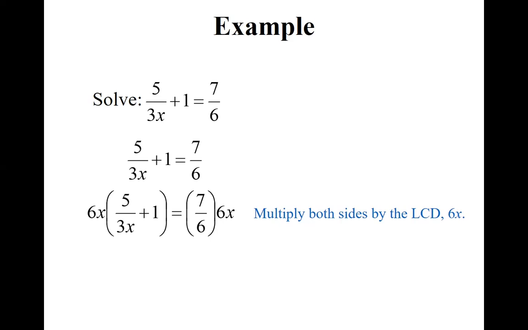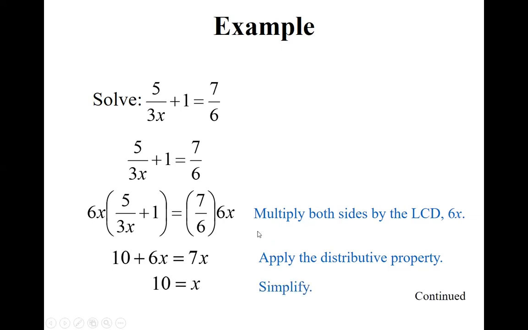We're distributing that 6x on the left. 6x times 5 is 30x. 30x divided by 3x is 10. 6x times 1 is plus 6x, so 10 plus 6x. On the right, the 6's cancel, leaving us with 7 times x, or 7x. Solve as usual. Subtract 6x from both sides, we get 10 equals x.